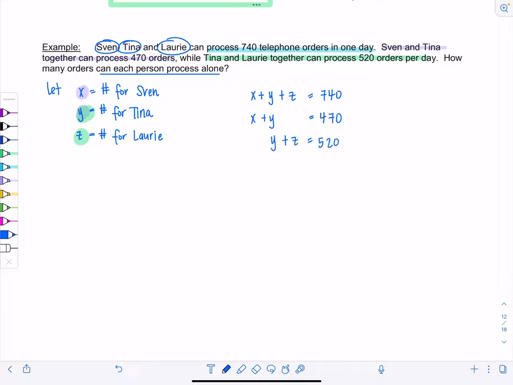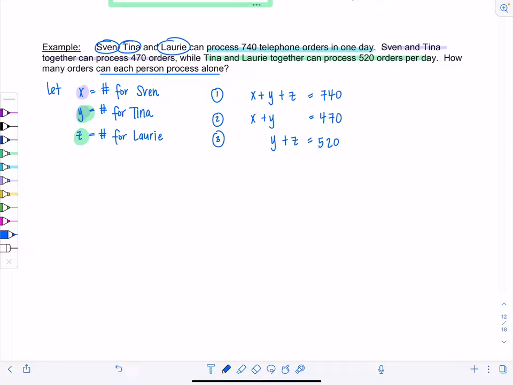There's our three equations. Look how fantastic. I already wrote them in standard form, and you're ready to go. So you can solve this system. It should be really straightforward because we don't even have any coefficients on the variables that aren't one.